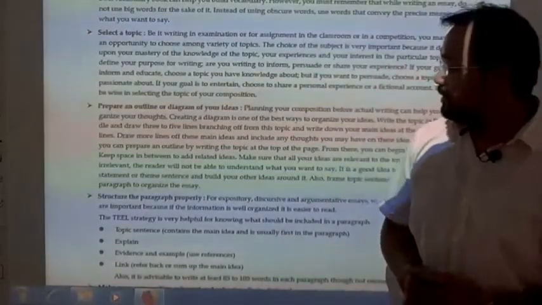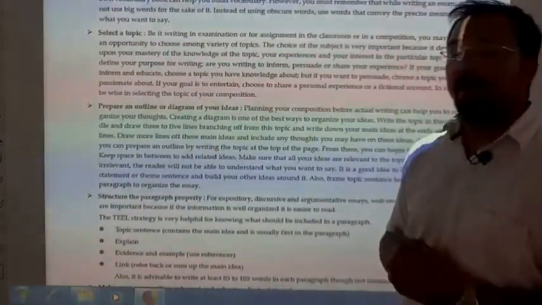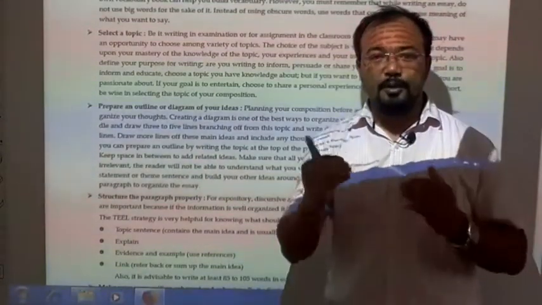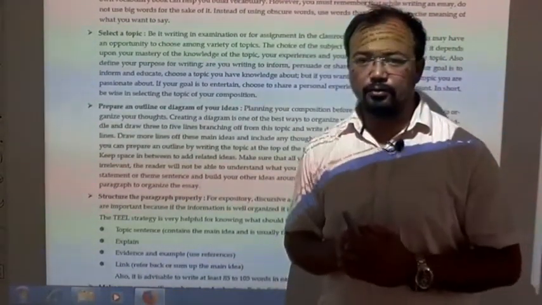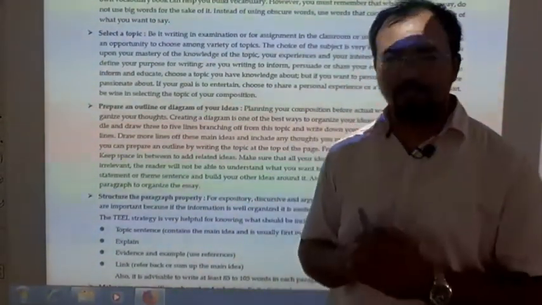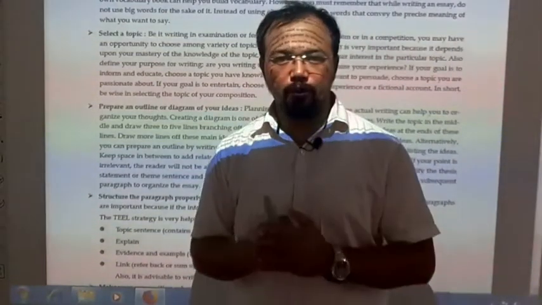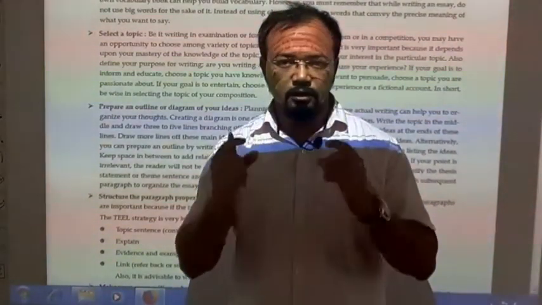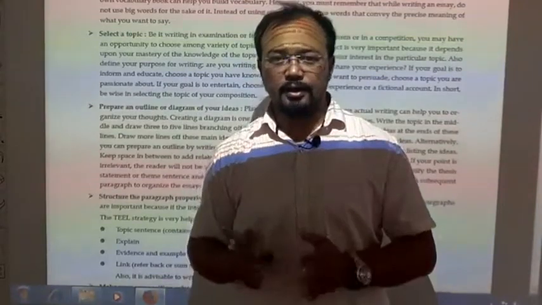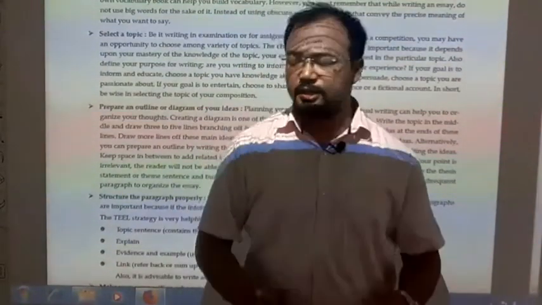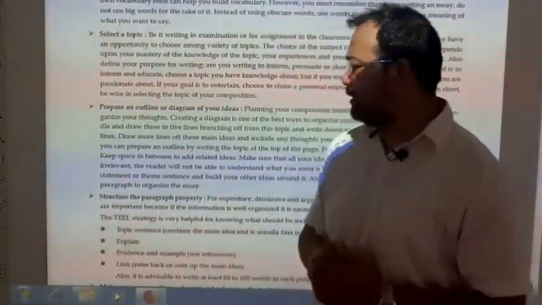Now next point, you see, prepare an outline diagram of ideas. So you have to prepare some outlines before you attempt the competitions. Make some notes, all right, small rough notes, so that you can elaborate when you start writing an essay. So that is the other point.